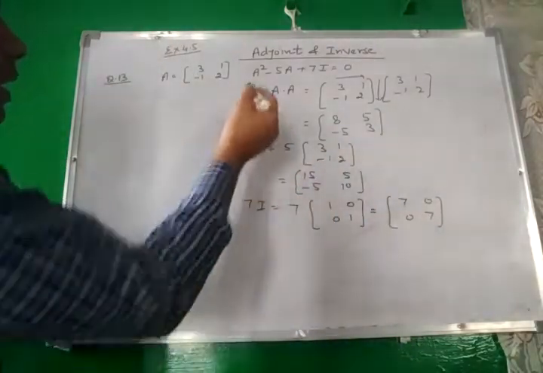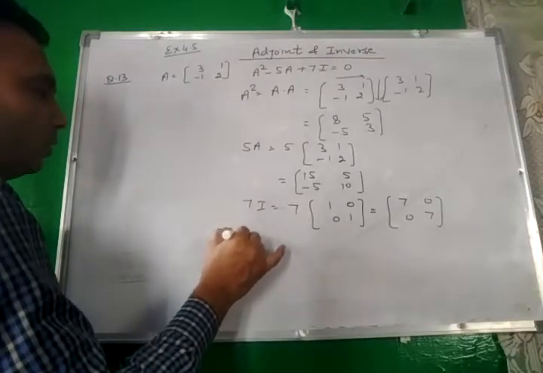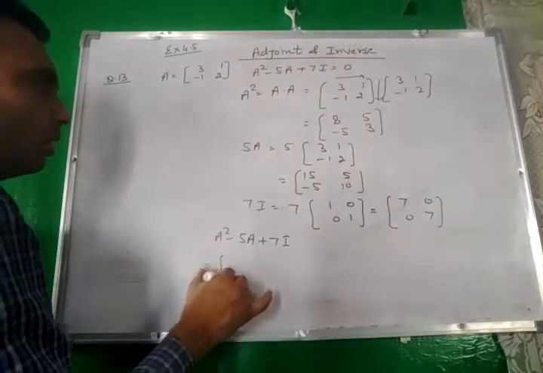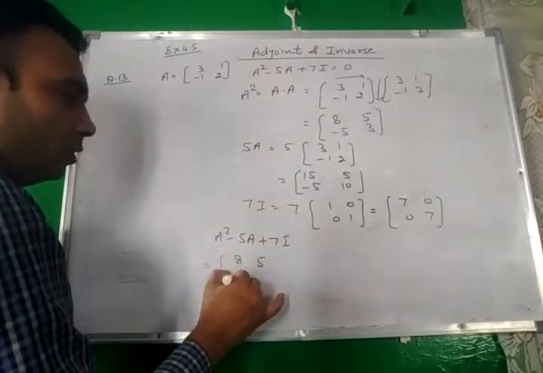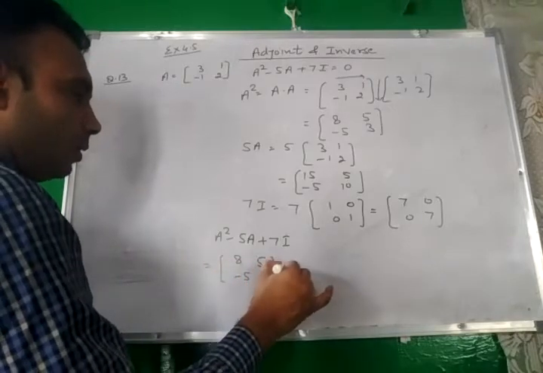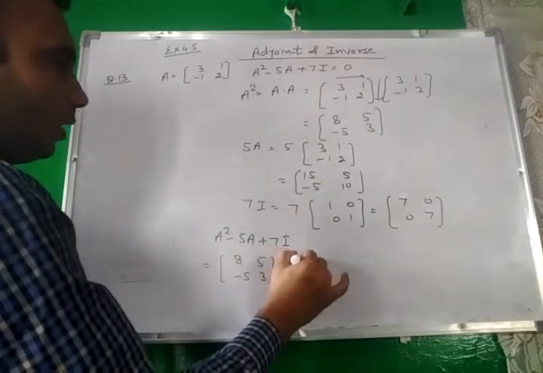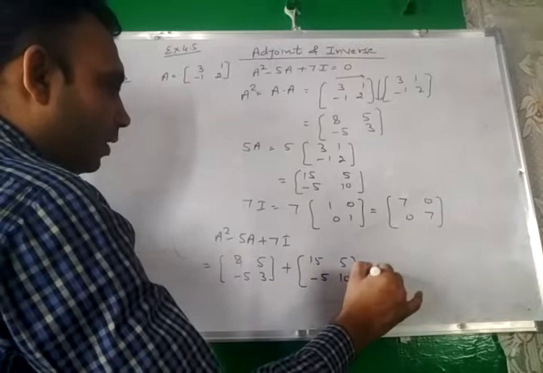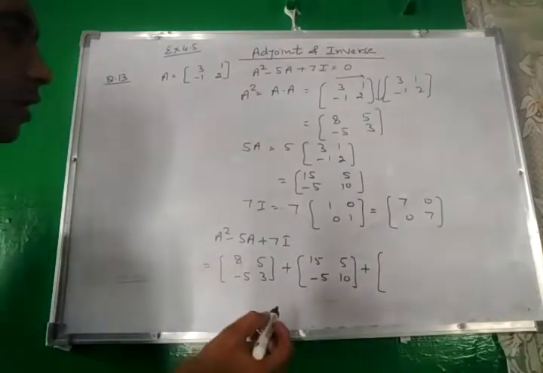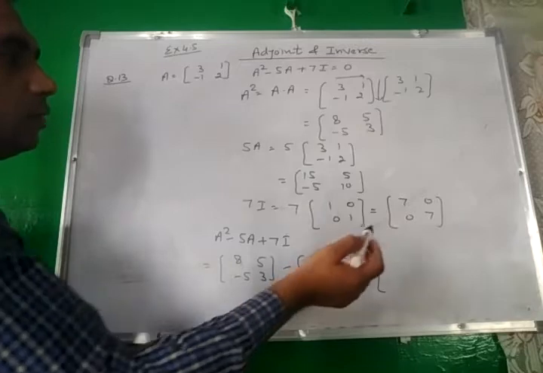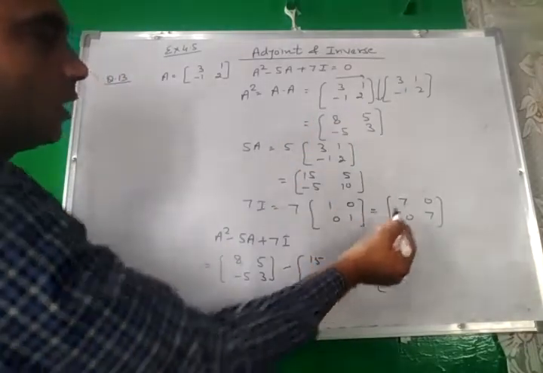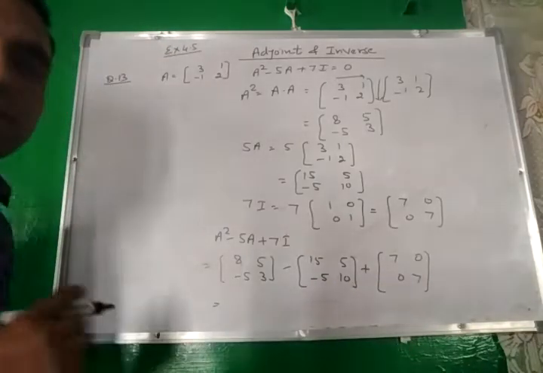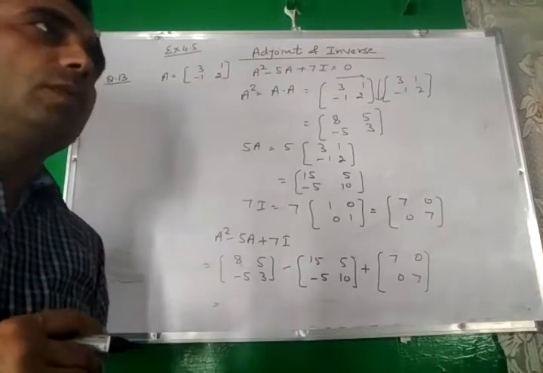Now if we put in left hand side, then A square minus 5A plus 7I. A square implies [[8, 5], [-5, 3]] plus 5A. 5A implies [[15, 5], [-5, 10]] plus 7, minus 5A, minus and plus 7I. 7I implies [[7, 0], [0, 7]]. Now these are the matrices of same order, so we will add them element wise.